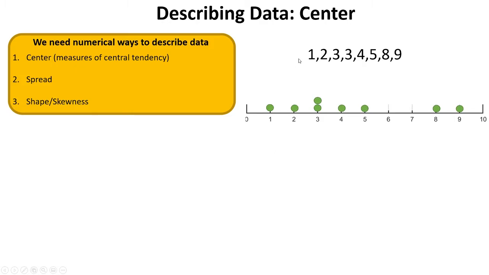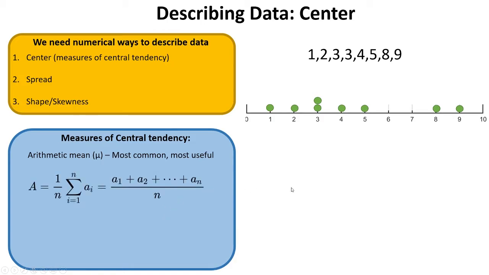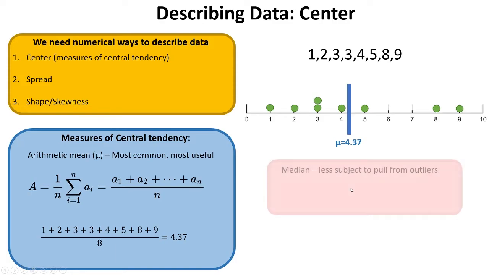So say we have this distribution of 1, 2, 3, 3, 4, 5, 8. I've plotted them here on this line. We could plot them and look at them, but we need numerical ways to describe them. So the main measure of central tendency that you will encounter is the arithmetic mean. This is the most common and the most useful. The definition of the arithmetic mean is you add up each of the sampled numbers and divide by the total number. In this case, it would be 1 plus 2 plus 3 plus 3 plus 4 plus 5 plus 8 plus 9 divided by 8, 4.37. 4.37 is the mean of this particular data set.